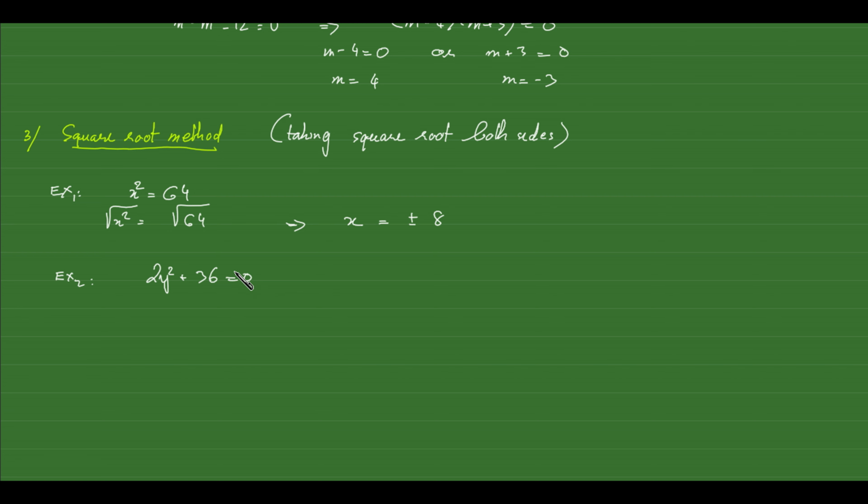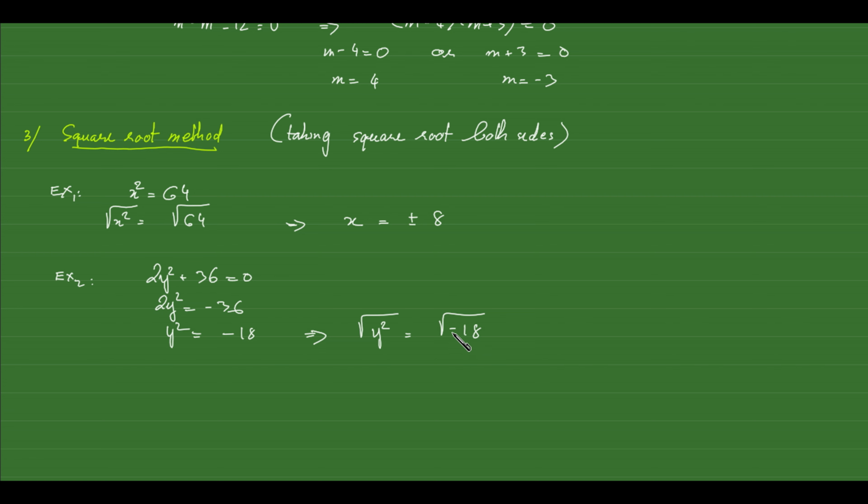Alright, it looks like it doesn't have the middle term, right? It has the square term, it doesn't have the y term, but it has the number. Same thing, you subtract 36 from both sides, and you divide by 2, which gives you negative 18. And now you're going to go ahead and take the square root.